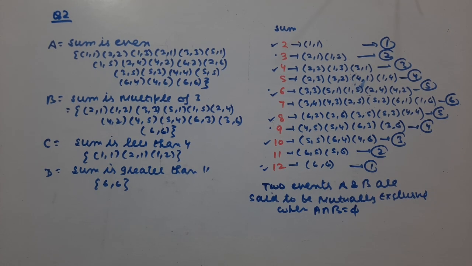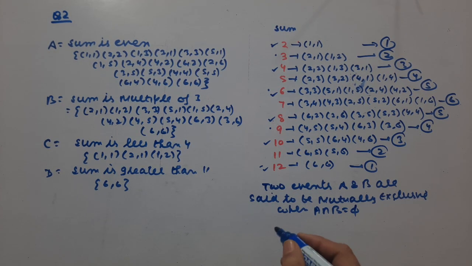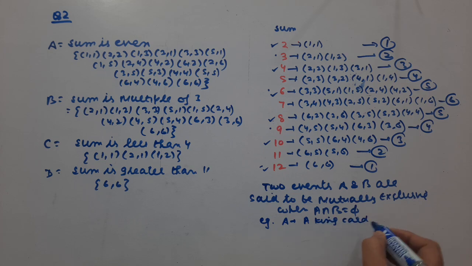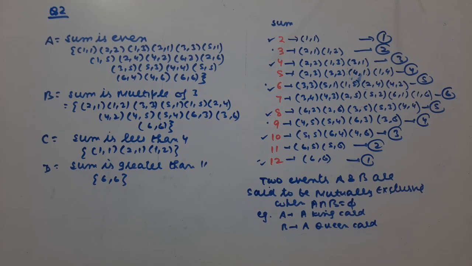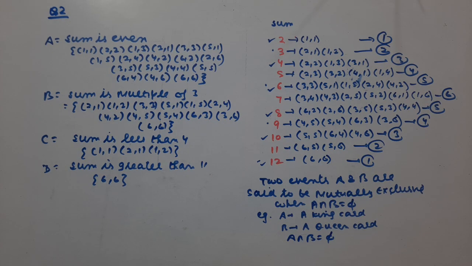That means two events A and B are called mutually exclusive if A and B have no point in common. Let us take an example. Event A is a king card and event B is a queen card. Nothing is common between a king card and a queen card. So A intersection B will be phi in this case, which means A and B are mutually exclusive events.